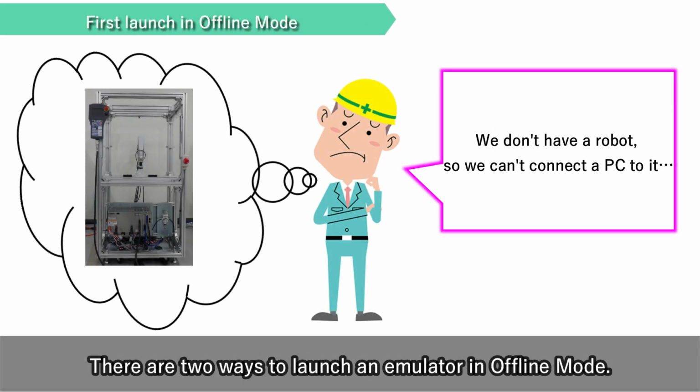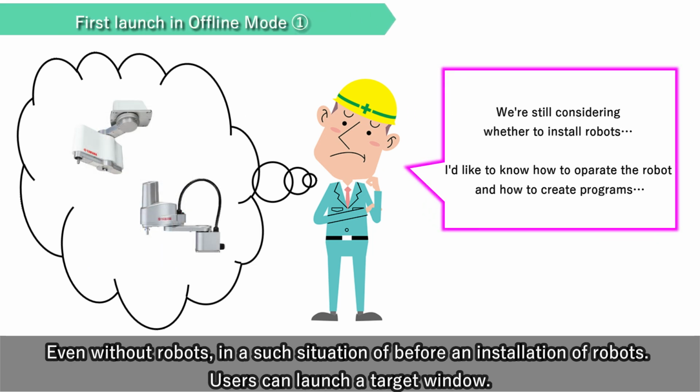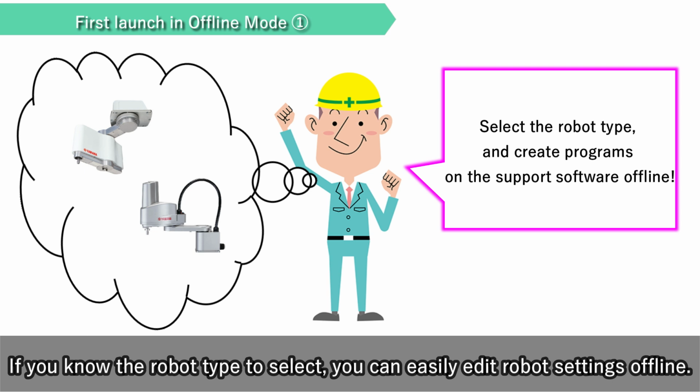There are two ways to launch an emulator in offline mode. Even without robots, in such a situation as before an installation of robots, users can launch a target window. If you know the robot type to select, you can easily edit robot settings offline.